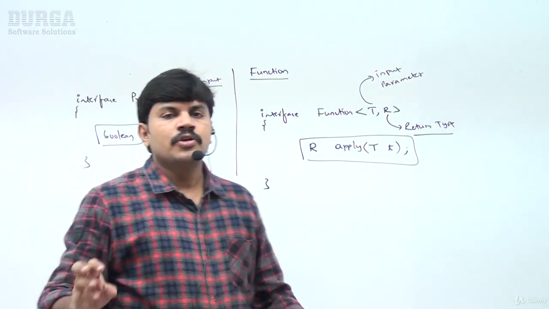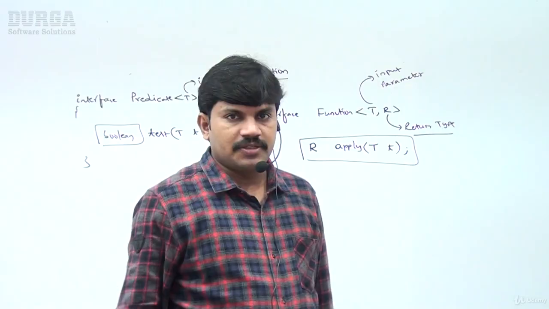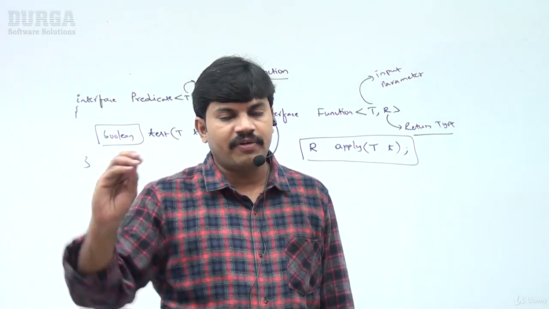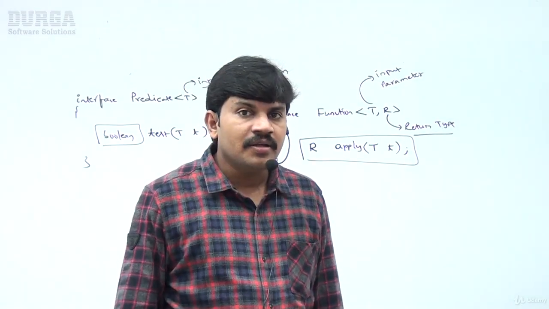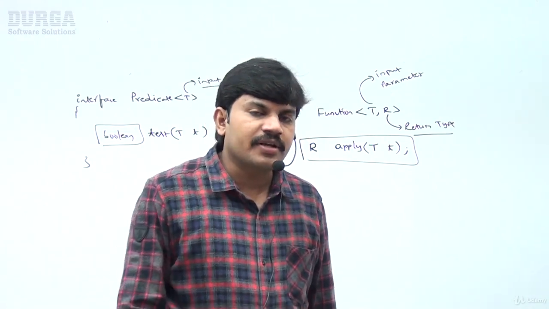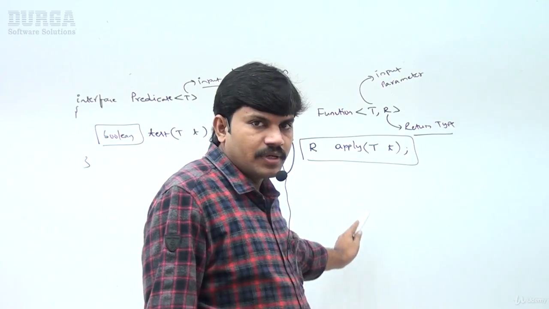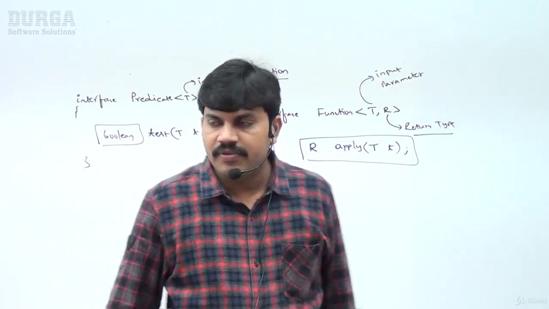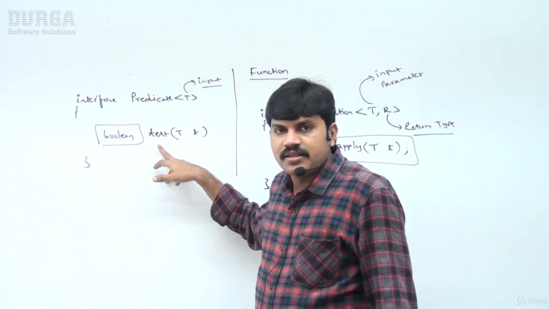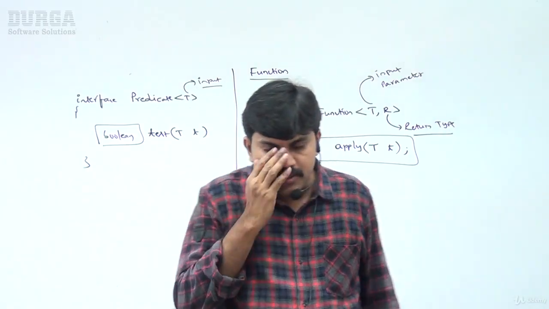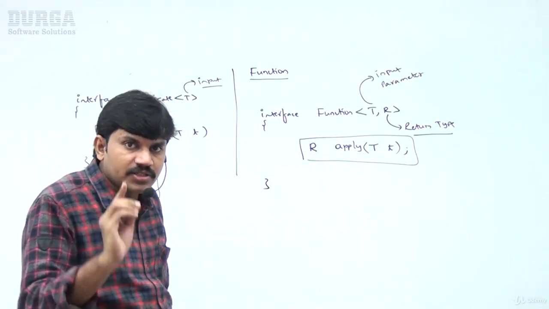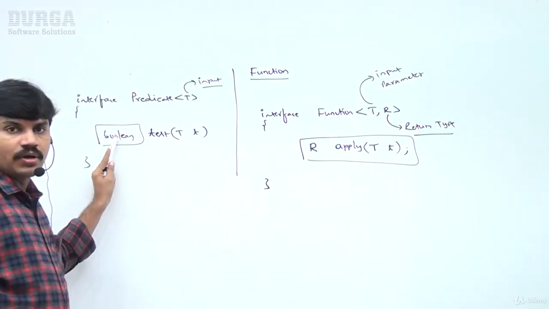Sir, very simple. What is the difference between Predicate and Function? Predicate is always a Boolean valued function, but Function need not return a Boolean value, it can return anything. Predicate is a special case of Function only. Predicate contains one method. What is that method, sir? Test. Test is the method. It will perform some conditional check and returns true or false.